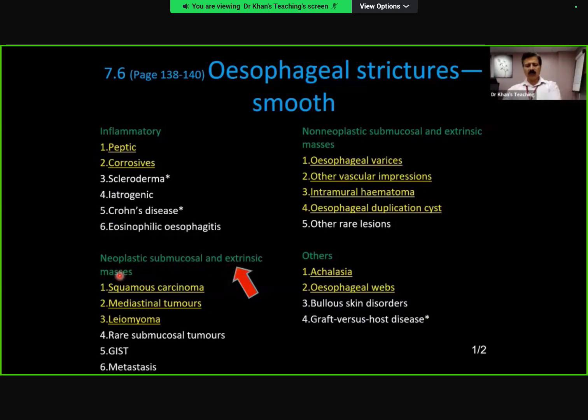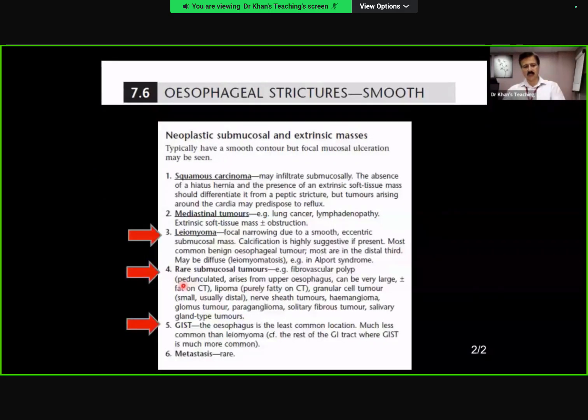Neoplastic submucosal and extrinsic masses. What does it tell you? Extrinsic masses is the type of mass which I was telling you, mediastinal tumors. So even malignant tumors can cause smooth stricture. But I want you to concentrate on something else. These words you have to remember, but these will be key for your differential diagnosis.